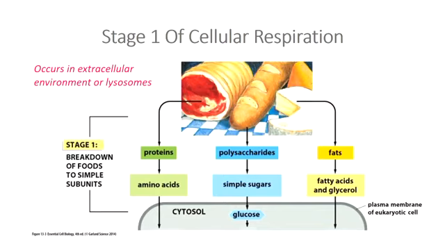So stage 1, the breakdown of foods to simple subunits, occurs outside cells for the most part, with the exception that some fuel molecules can be taken into cells through the process of endocytosis. Now, we haven't talked about that yet. We're going to talk about it later. Does anybody know, just jumping ahead, what endocytosis is?